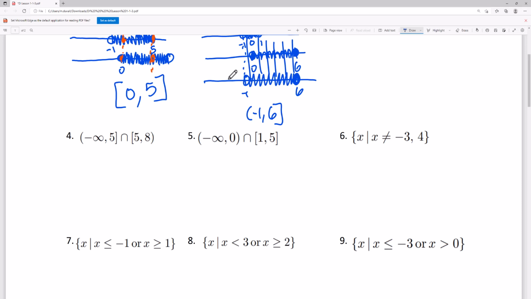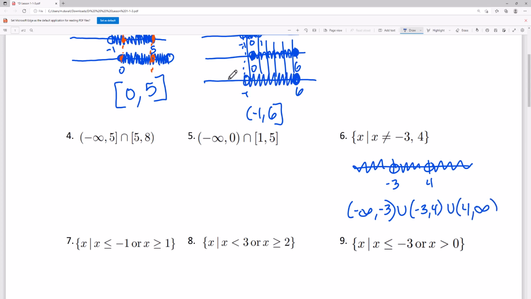Let's look at number 6. So this is saying you're defining x as everything, where x can't be -3 and it can't be 4, but it's everything else. So this set is -infinity to -3, union, -3 to 4, union, from 4 to infinity.